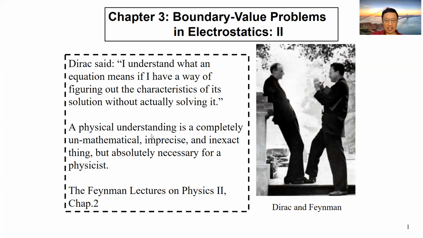And a physical understanding is a completely unmathematical, imprecise, and inexact thing, but absolutely necessary for a physicist. Let's quote it in Feynman Lectures on Physics, 2nd volume. So I will say this word again. A physical understanding is a completely unmathematical, imprecise, and inexact thing. So we should learn its characteristic first. Characteristic of the equations first.